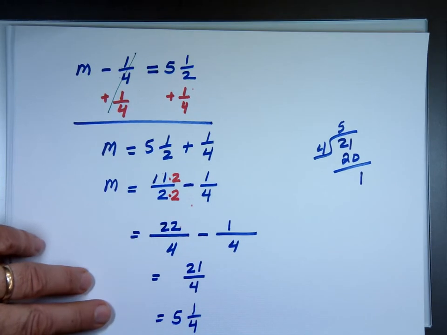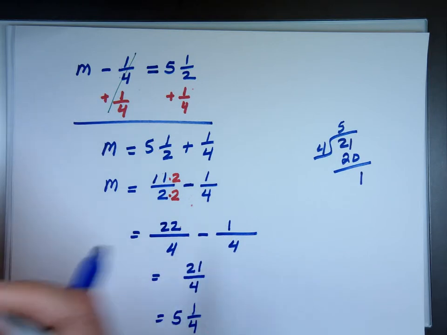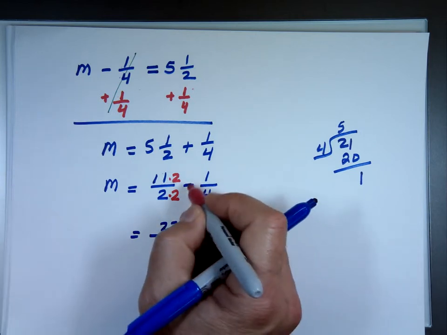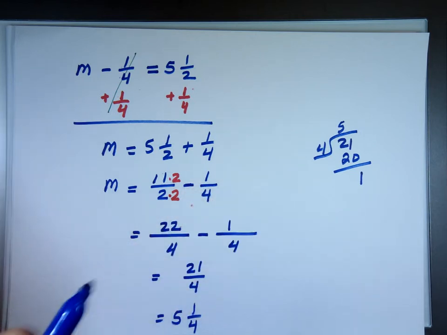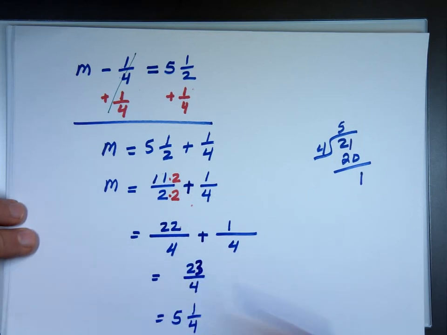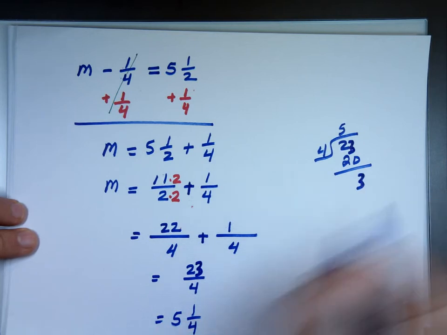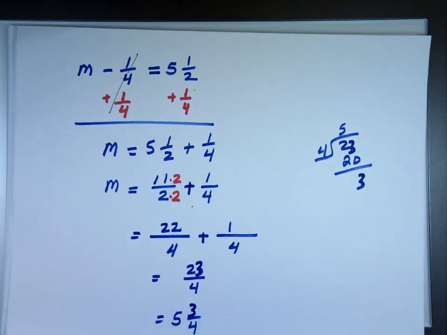Wouldn't you be adding 22 over 4? Minus. Oh, I don't know why I actually put minus here. That should have been what? Plus. Told you I'm falling asleep here. 23 over 4, 5 3/4.